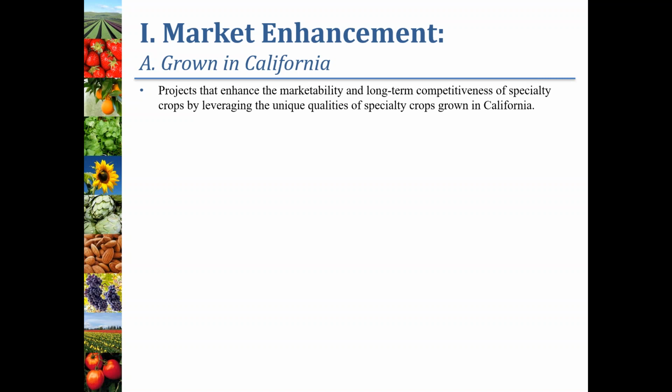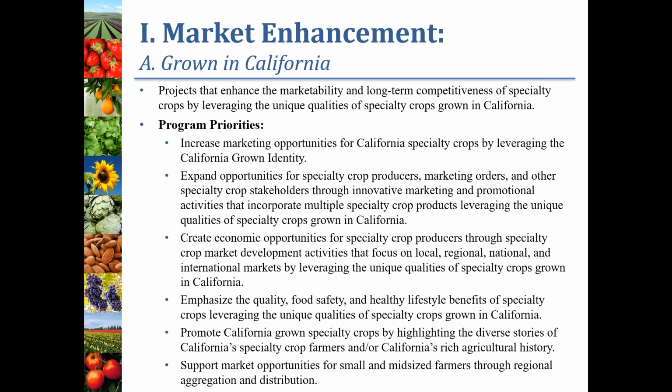Under Market Enhancement Category A, we have Grown in California. Projects submitted in this category should enhance the marketability and long-term competitiveness of specialty crops by leveraging the unique qualities of specialty crops grown in California. This is to highlight the unique qualities and characteristics of specialty crops because they are grown in California. There are 6 program priorities within this funding category. Please read each program priority carefully to determine which program priority or priorities is appropriate for your project.